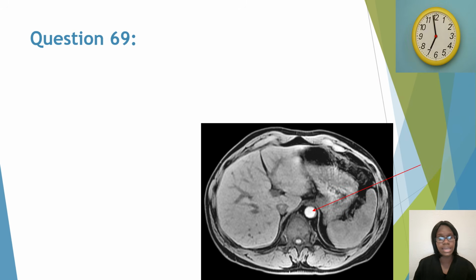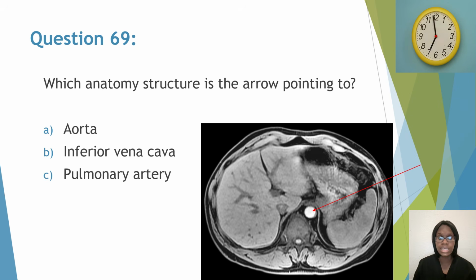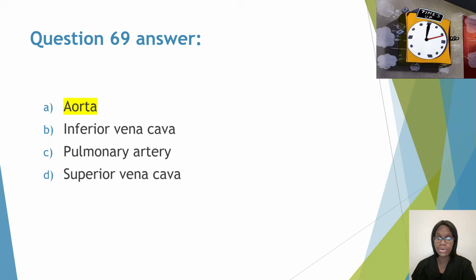Question, this says 69, but I think it should be 70, but you all have a bonus question. So question 69, which anatomy structure is the arrow pointing to? A, aorta, B, inferior vena cava, C, pulmonary artery, D, superior vena cava. All right, the correct answer is A, aorta.